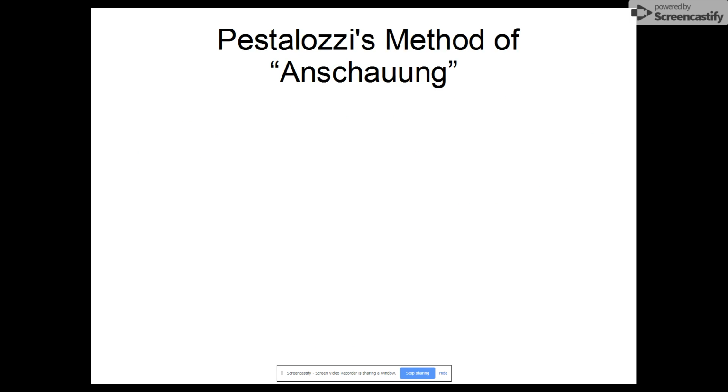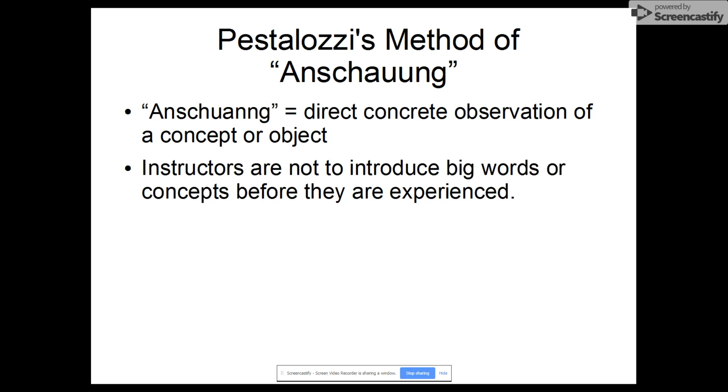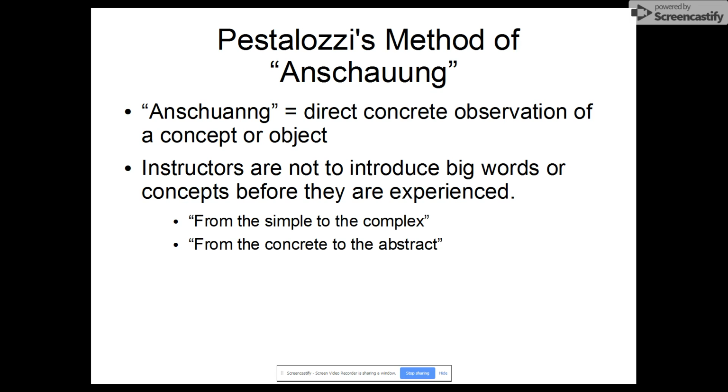Another element of Pestalozzi's theory was his concept of Anschauung. Anschauung is a German word that translates as sense intuition. Pestalozzi defined it as having direct, concrete experience with a word or concept. In his theory, it was essential that this be established first before an instructor tries to present it intellectually. He described this in phrases like from the simple to the complex, from the concrete to the abstract, and from the near to the far.